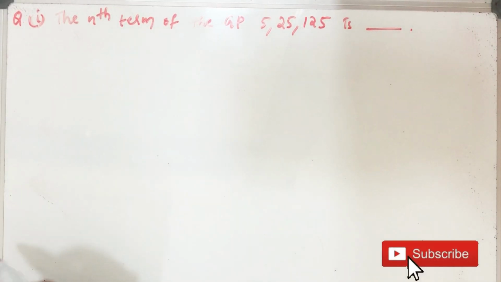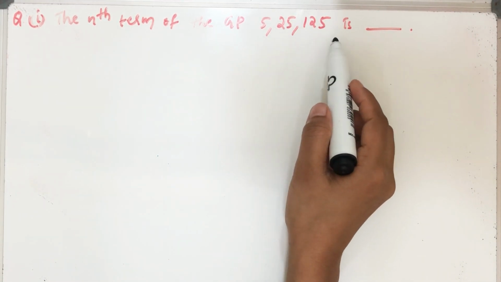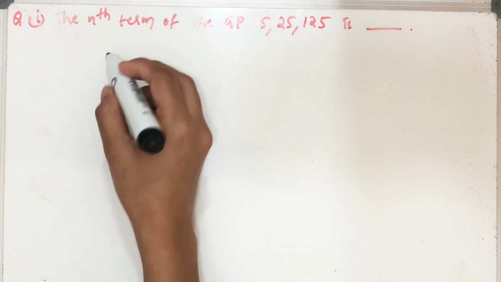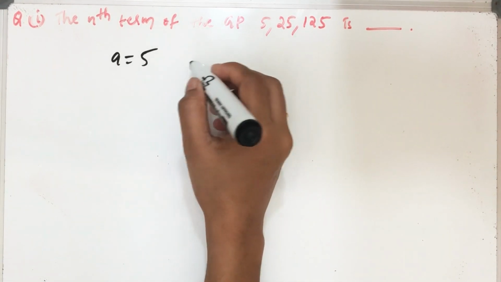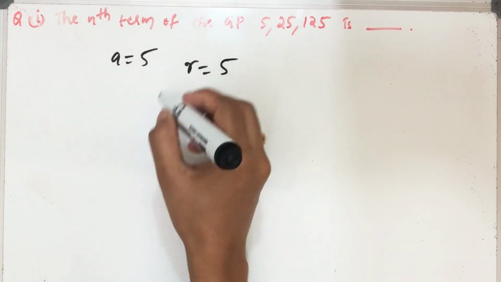Next question, we have three parts. First one, the nth term of the GP 5, 25, 125 is dash. So here the first term a is equal to 5 and the common ratio r is equal to 25 by 5, that is 5.